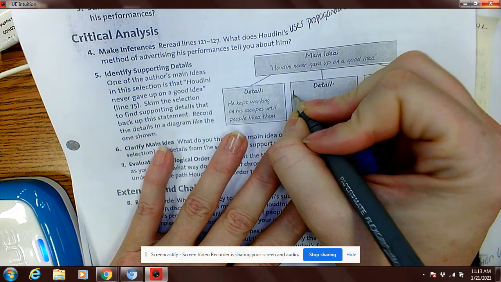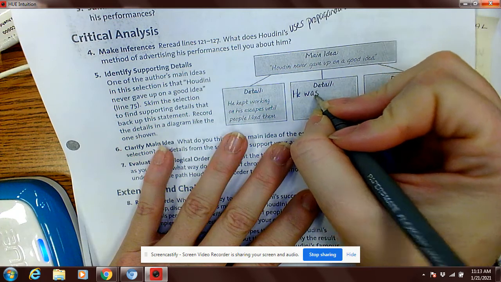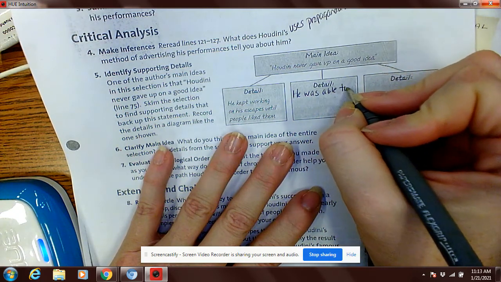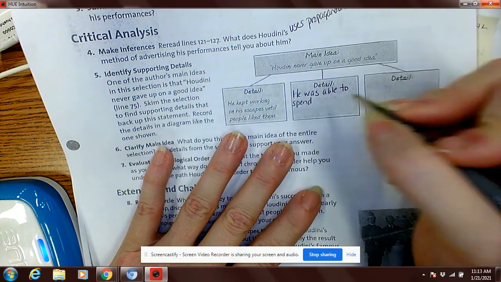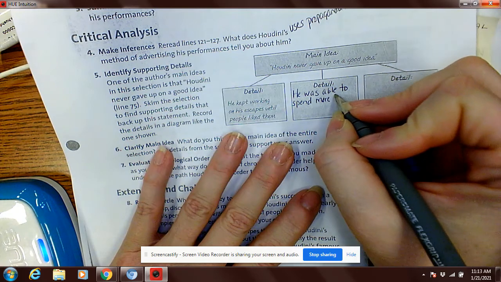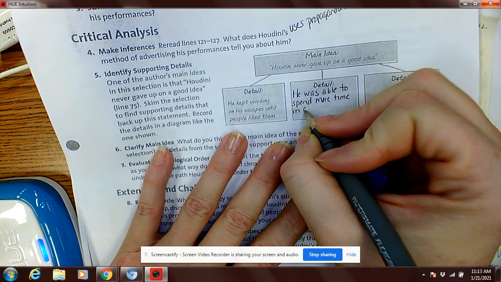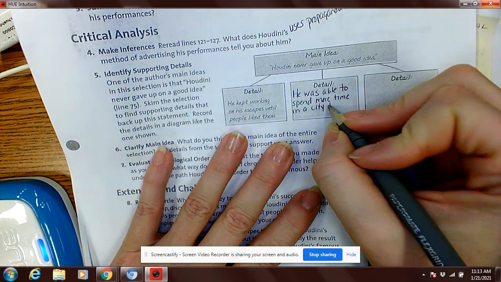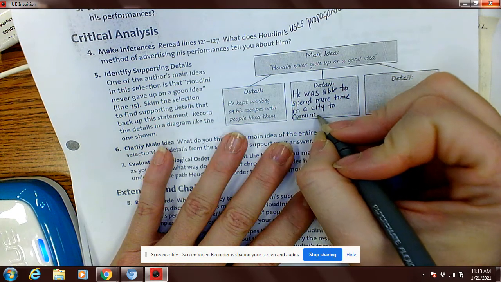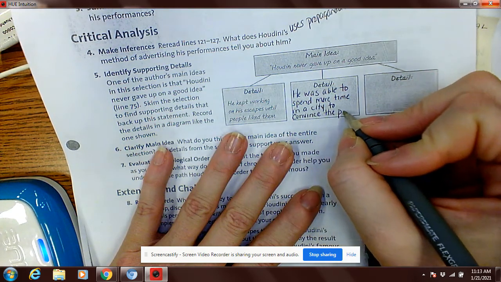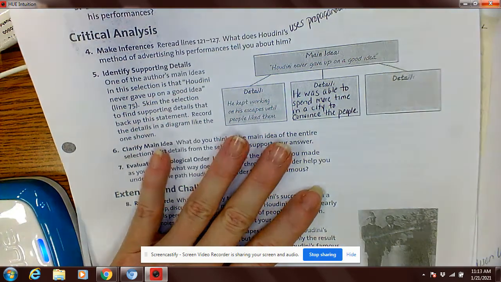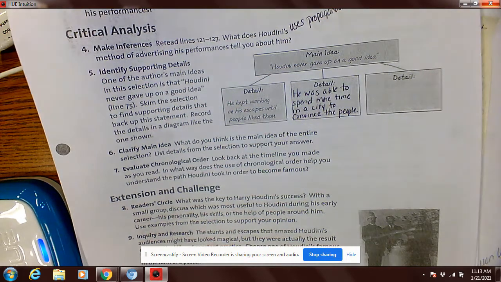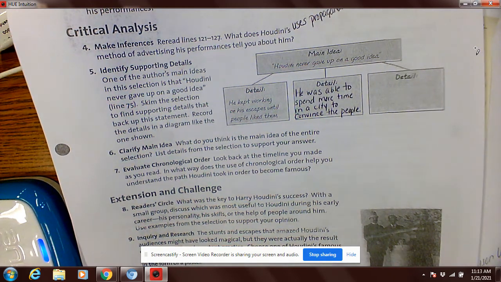He was able to spend more time in a city to convince the people. So he probably got to know them, know what they liked and what they didn't like, and he was able to make them better so that when he went to the next city, he had already made those changes. And if he went to the next city and they had other suggestions, he was able to fix it from that city.